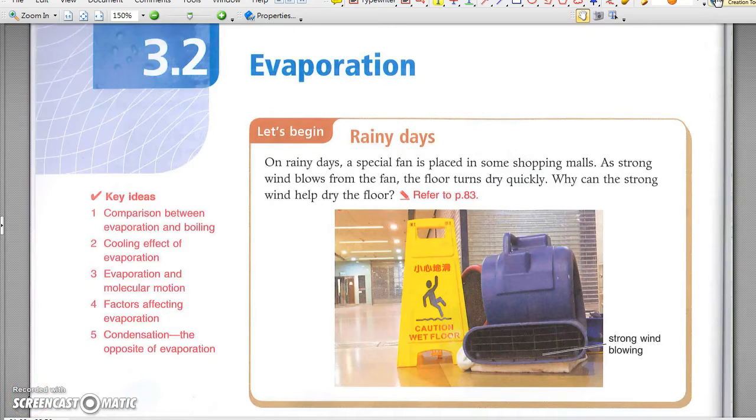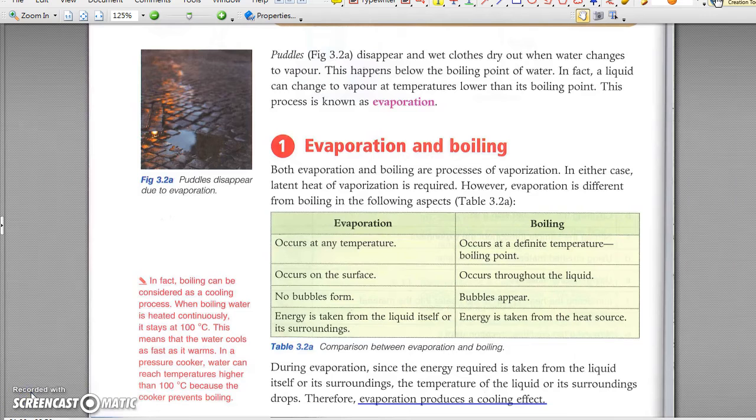3.2 Evaporation. Water evaporates at room temperature. In fact, evaporation may take place at lower temperature, even when it is close to freezing point. And from our experience, we know that evaporation is faster at a higher temperature.